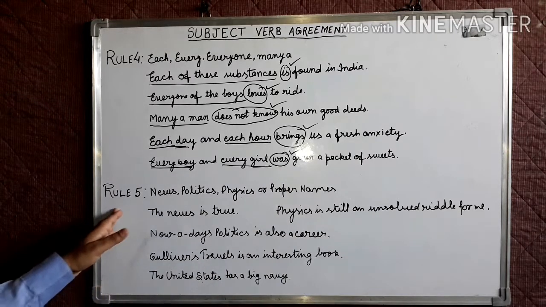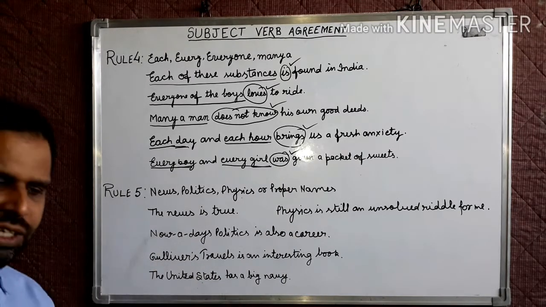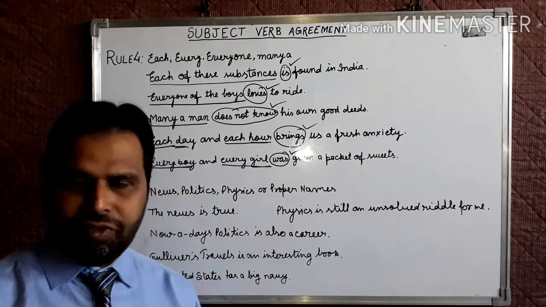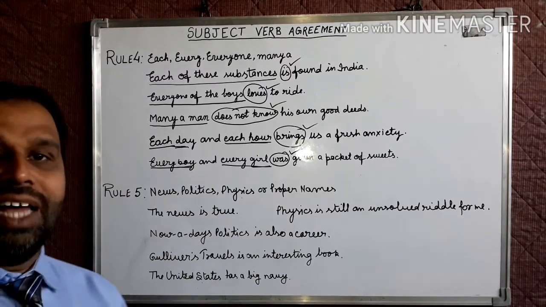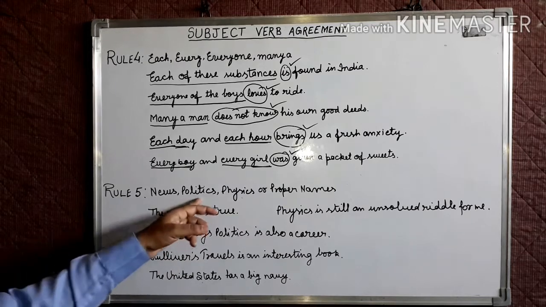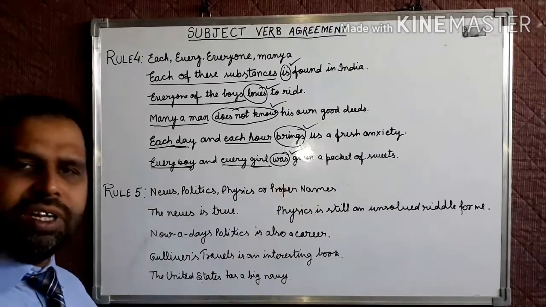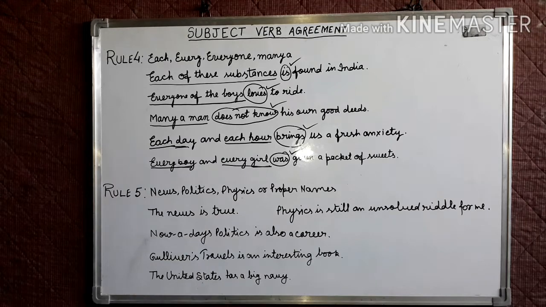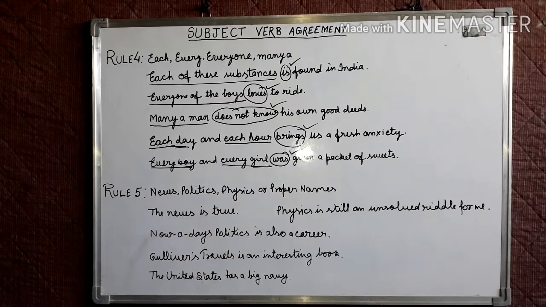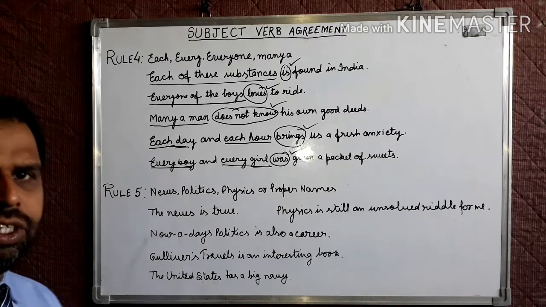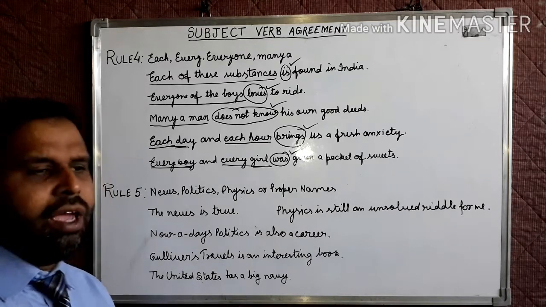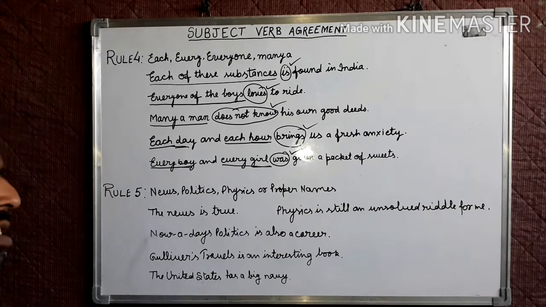Now our rule number 5 is there. Many words are there, those we see that they are plural in the formation but they are singular in the sense. So let me see, the words are there: news, politics, physics, or some proper names. Some names of diseases are also there, like measles, and subject names also there, mathematics. So they look in plural number but they are in the sense singular.